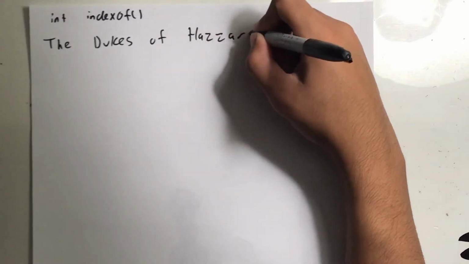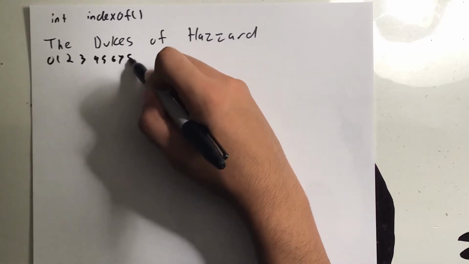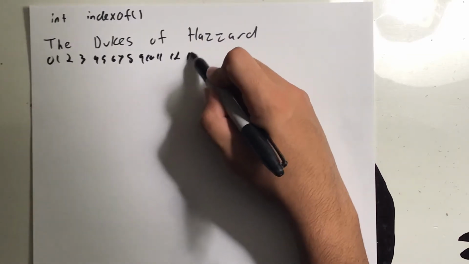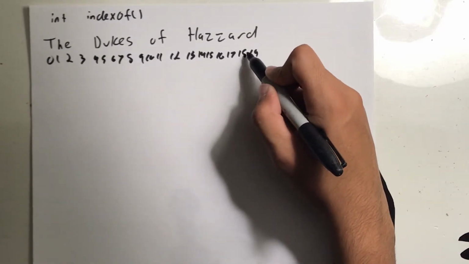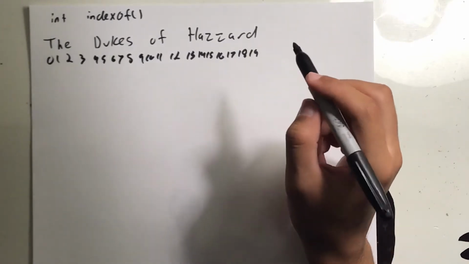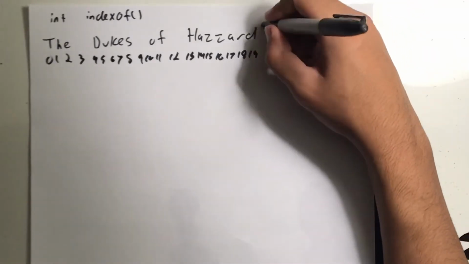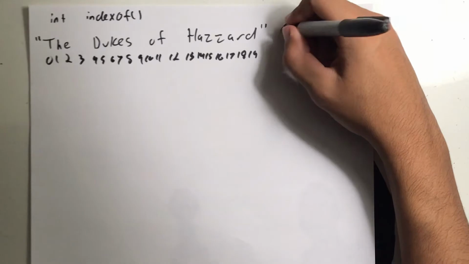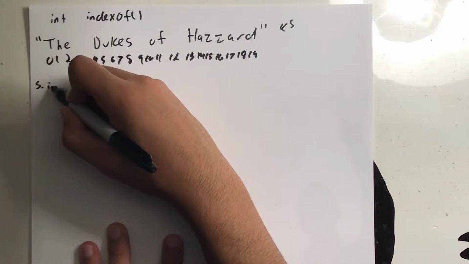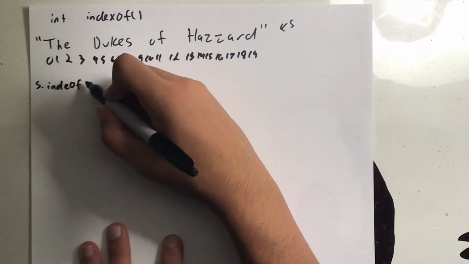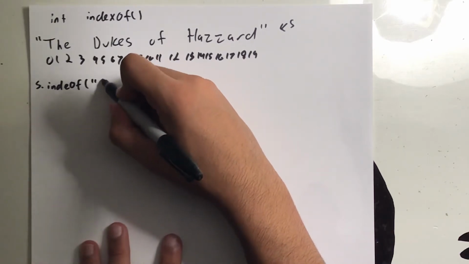Hazard. We're going to start with 0, 1, 2, 3, 4, 5, 6, 7, 8, 9, 10, 11, 12, 13, 14, 15, 16, 17, 18, 19. Okay? So to start off, let's call this string S. The first parameter of index of that I'll talk about right now is if you had a string. So let's say we wanted to find the first index of hazard.